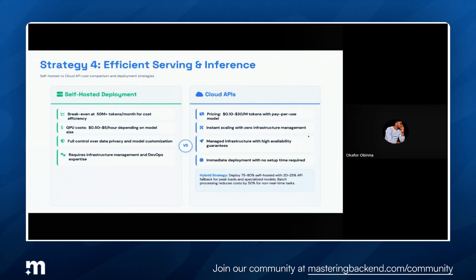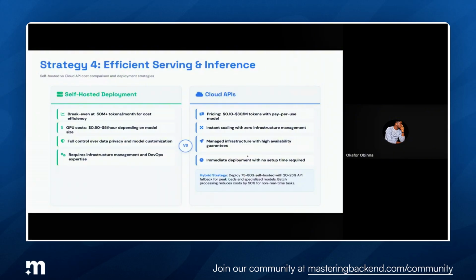So you don't have to care about the infrastructure because they're already hosting it for you. All you have to do is just make a request. You're paying per use, you're using it. So you don't have to care about hosting it and ensuring that it's running. Managed infrastructure with high availability.